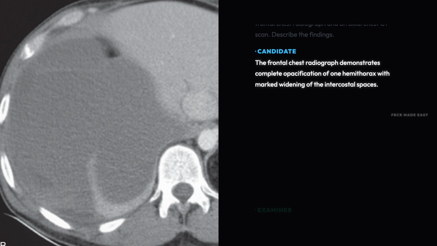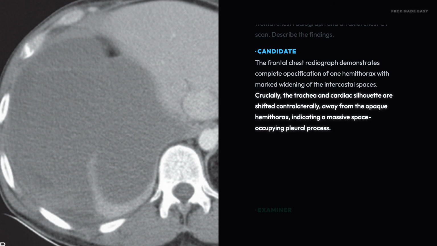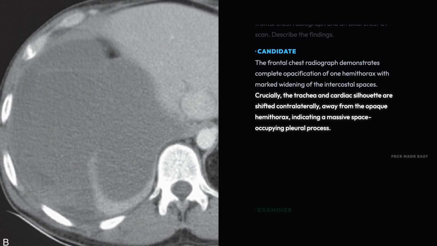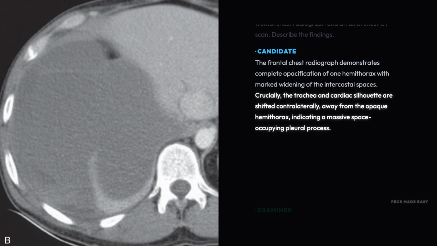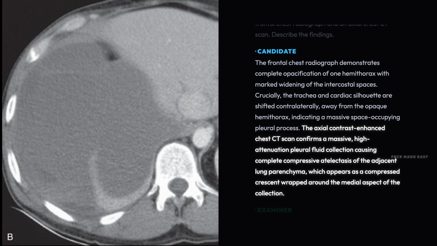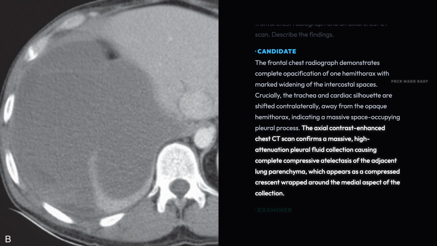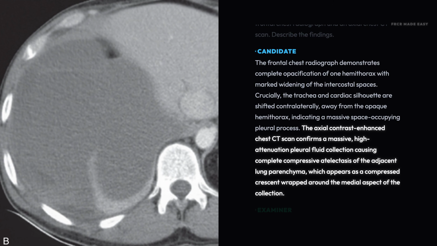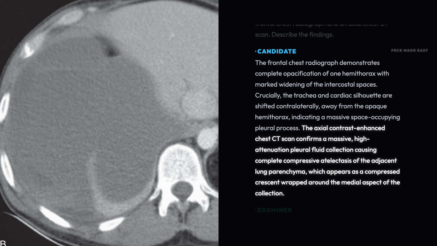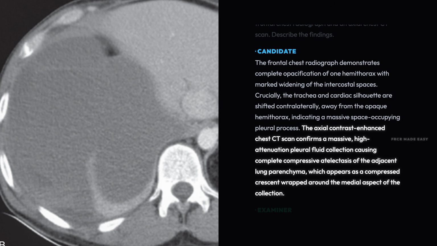Crucially, the trachea and cardiac silhouette are shifted contralaterally, away from the opaque hemithorax, indicating a massive space occupying pleural process. The axial contrast enhanced chest computed tomography scan confirms a massive, high-attenuation pleural fluid collection causing complete compressive atelectasis of the adjacent lung parenchyma, which appears as a compressed crescent wrapped around the medial aspect of the collection.